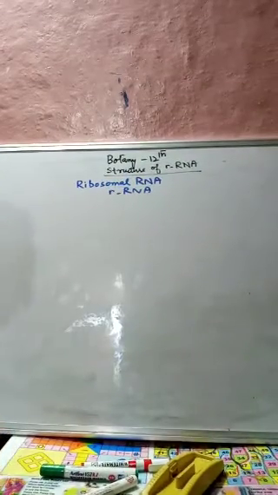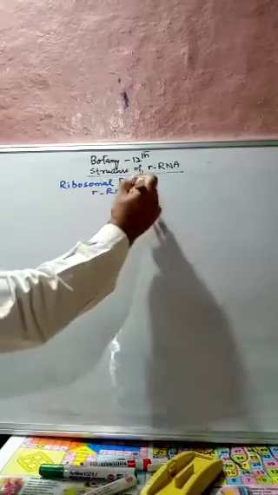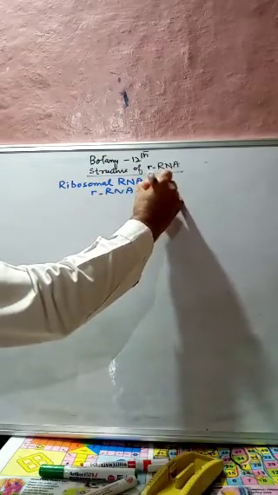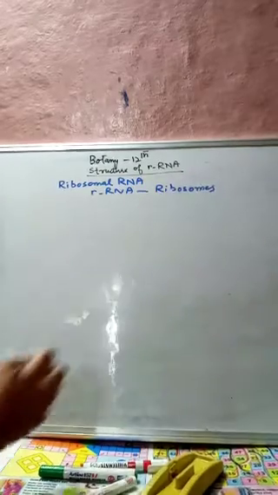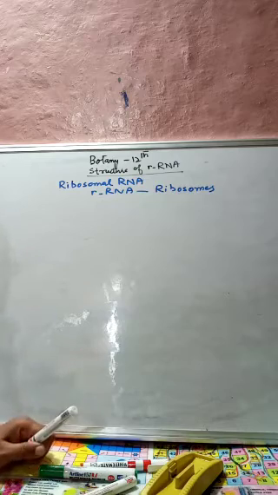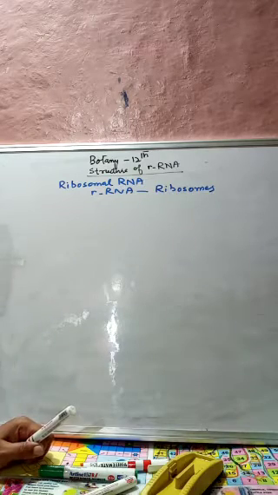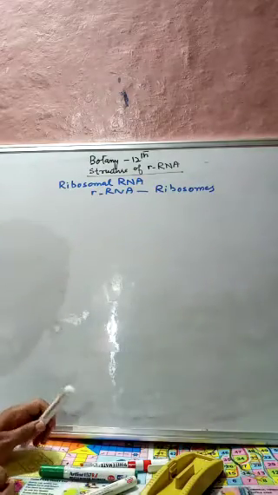And this rRNA, if we talk about it, why is it called rRNA? Because it is found in the ribosomes. They are found in the ribosomes. Now how can we prove this? How will we know that they are found in the ribosomes?